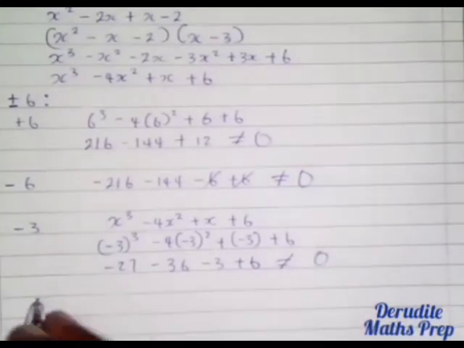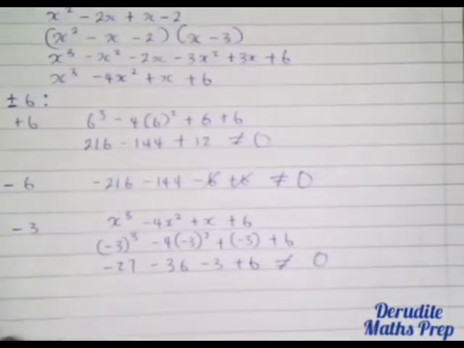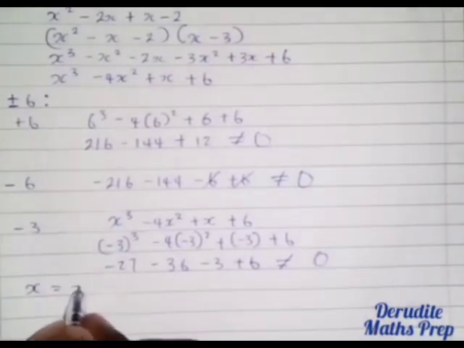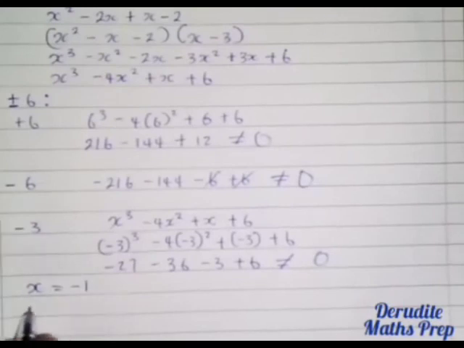In general, the roots to this equation after solving using the rational root theorem, we got the first root to be x equal to minus 1. The other root was x equal to 2. And the last root was x equal to 3.